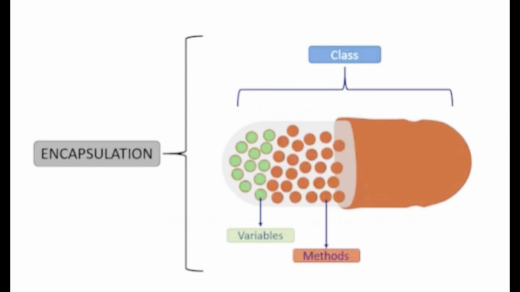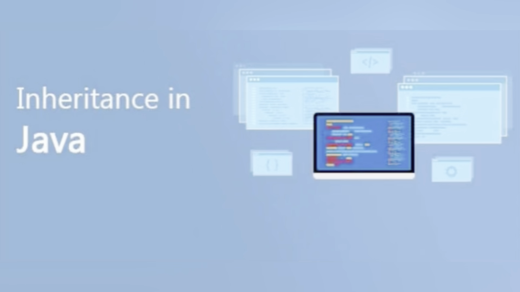Second one is encapsulation. It is defined as the wrapping up of data under a single unit. It is the mechanism that binds together the code and the data it manipulates. Another way to think about encapsulation is that it is a protective shield that prevents the data from being accessed by the code outside this shield.